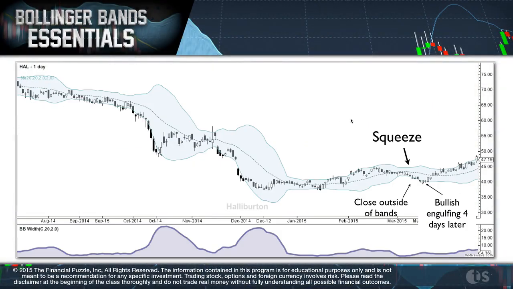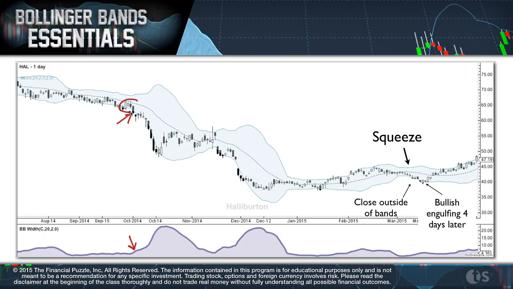So there's a couple more examples here. Now let me show you a head fake example on Halliburton. The scaling on this one's a little bit off, just simply because we had about a 50% drop in the stock. If you come to the left side of the chart, you see very, very low bandwidth back here in September coming into October. And the bands had actually started to expand before we got the squeeze set up here.